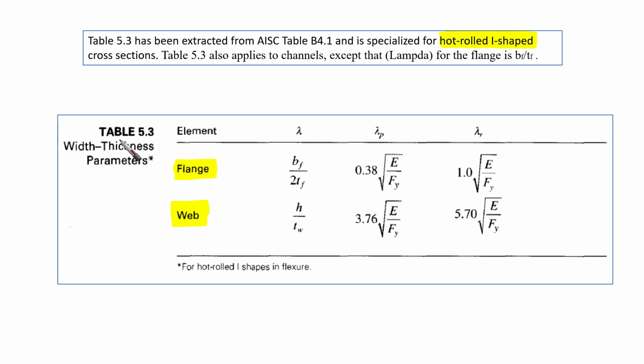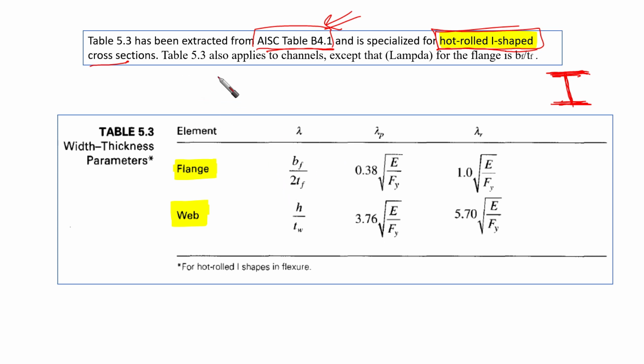This table has been extracted from AISC Table B4.1. Please stop the video and check this table in your specification or in the manual. It is specialized for hot rolled I-shaped cross sections. We're talking now, in all of our course, about hot rolled. Plate girders or built-up members or girders are not our focus now. Later on, we're going to talk about those.